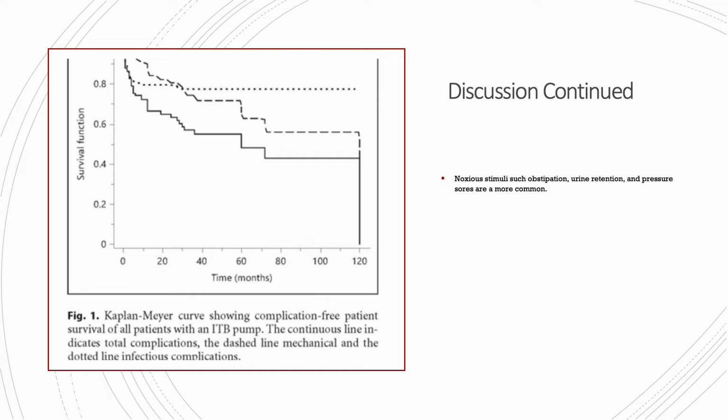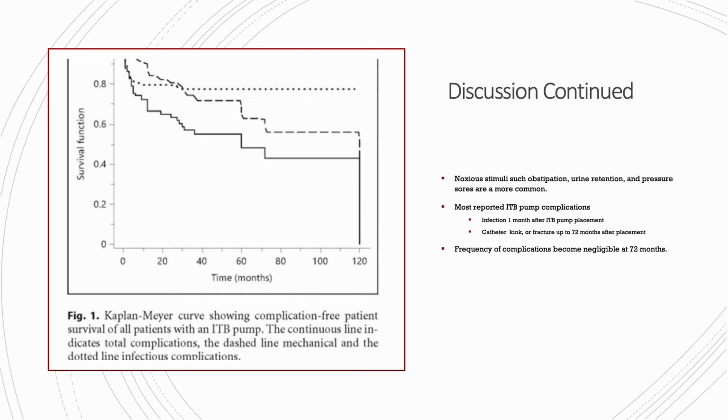It is important to note that noxious stimuli such as obstipation, urine retention, and pressure sores are a more common cause of complications in patients with cerebral palsy requiring ITB pumps than actual ITB pump malfunctions. Most reported ITB pump complications include infections up to 1 month after pump placement, and pump failures such as catheter fractures or kinks up to 72 months after pump placement. A study published in 2014 at the Cleveland Clinic demonstrated that complications are common in the months directly after pump placement, but then decline in frequency, becoming negligible at 72 months, as seen in the graph on the left. Our patient was far outside this range when he presented to the ED.